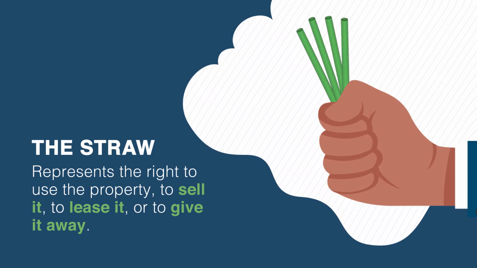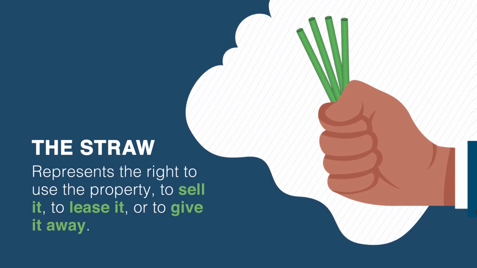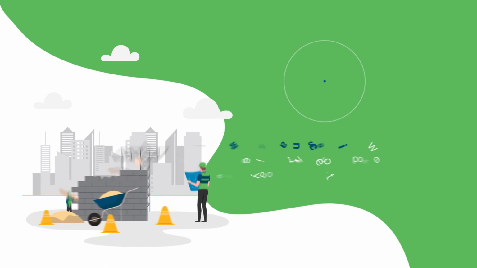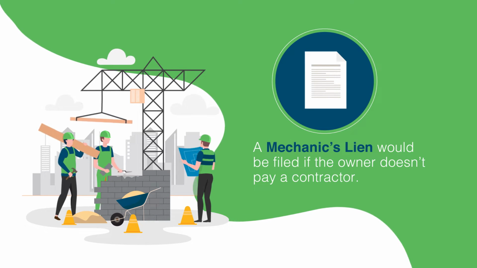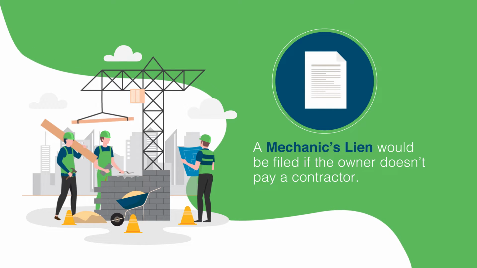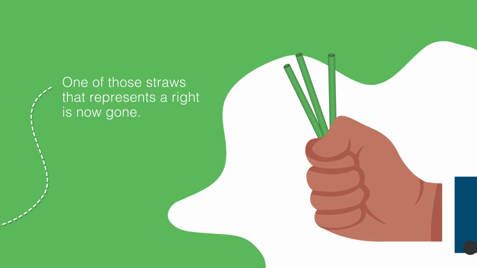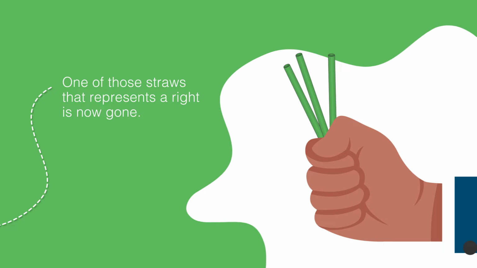Imagine that in your hand you hold a number of straws. Each straw represents a distinct and separate right of the owner, such as the right to use the property, to sell, to lease it, or to give it away. For example, if the owner doesn't pay a contractor who worked on the property, a mechanic's lien would be filed. That would take some, but not all, of the rights out of the bundle held by the owner. One of those straws that represents a right is now gone. Taking care of the mechanic's lien returns those rights, or straws, to the bundle held by the owner.